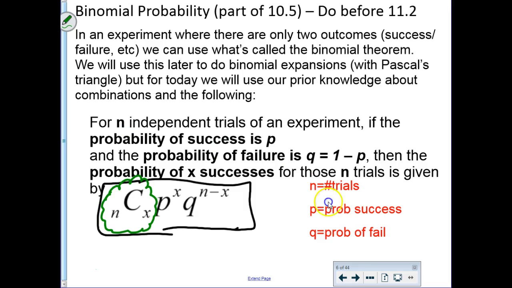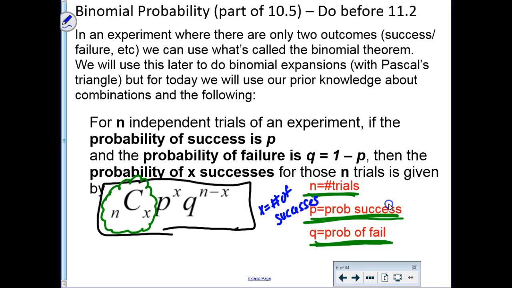N is the number of trials. You might want to write this down somewhere in your notes. N is the number of trials. P is the probability of success. Q is the probability of failure. And they don't mention it here, but X is just the variable statistic. So it'll say things like you win 3 out of 5 times. 3 would be the X in that case. So I'm going to say the number of successes, although sometimes we phrase it weird and they're not actually successes. So N is always the total number and X is how many of those total number you're interested in.